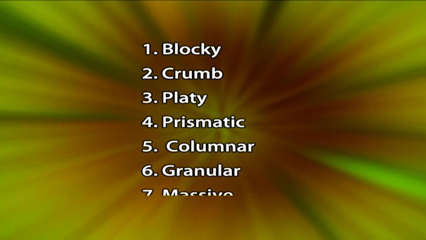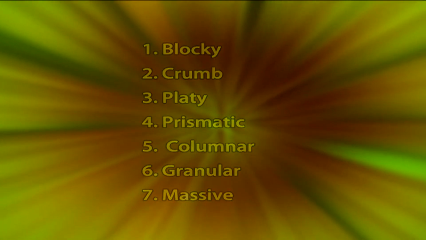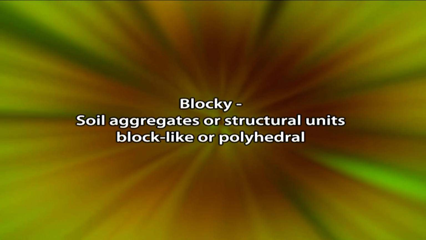There are 8 primary types of soil structures, which are blocky, crumb, platy, prismatic, columnar, granular, single grain and massive. In blocky type, the soil aggregates or structural units are block-like or polyhedral and consist of 6 flat or somewhat rounded surfaces. The units in blocky structure are more or less equidimensional.